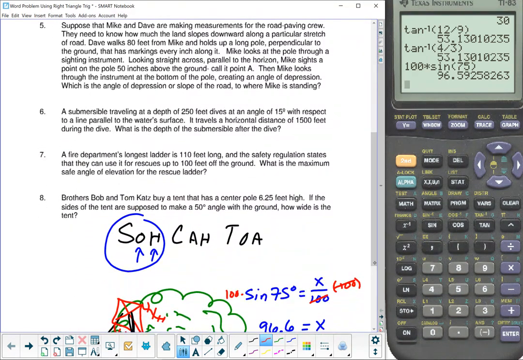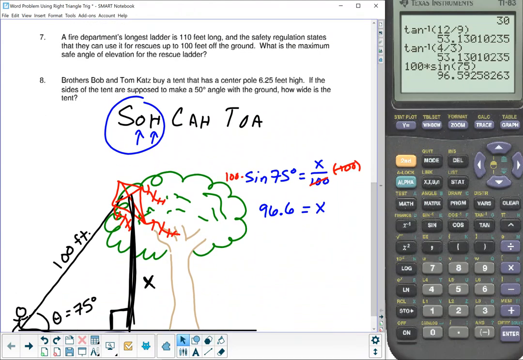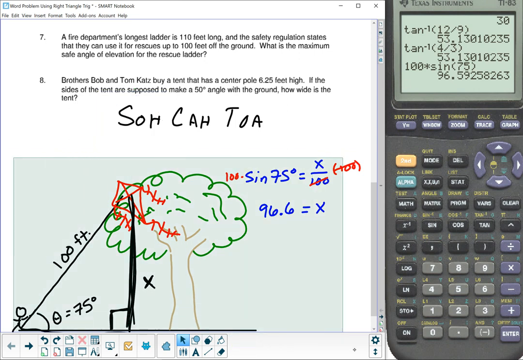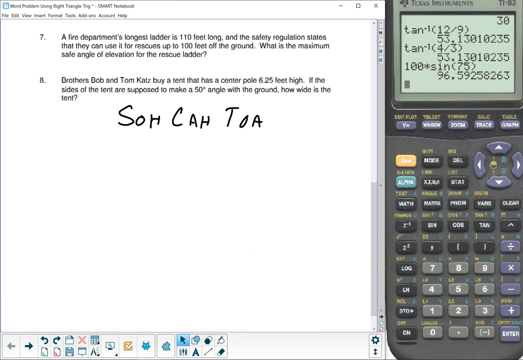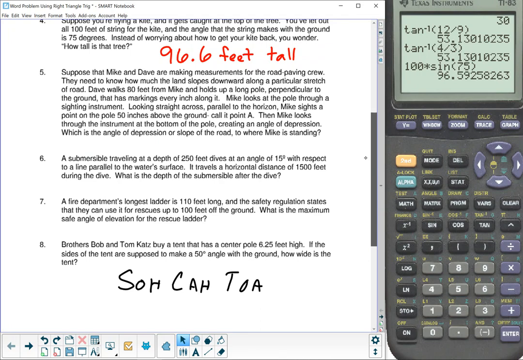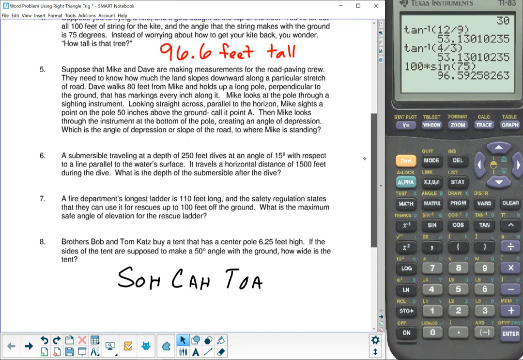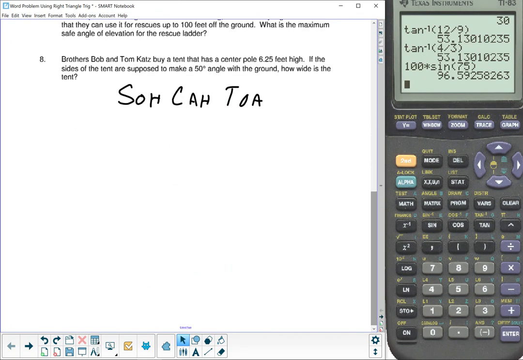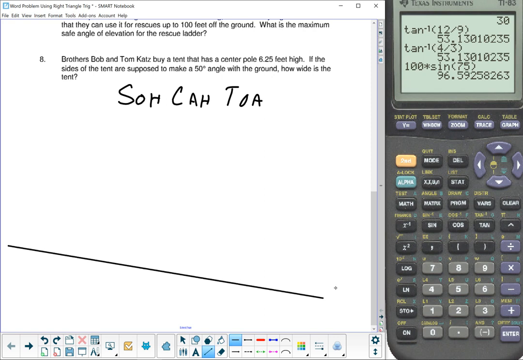Okay, number 5. I know we did this in class, but we'll do it again just in case somebody missed it. Suppose Mike and Dave are making measurements for the road paving crew. They need to know how much the land slopes downward from a particular stretch of road. So we got a sloping land. It doesn't matter if you start from the left or right hand side. I'm going to say I'm starting from the left hand side, so the land is sloping downwards, kind of like that.